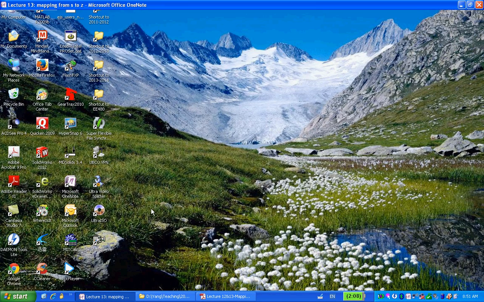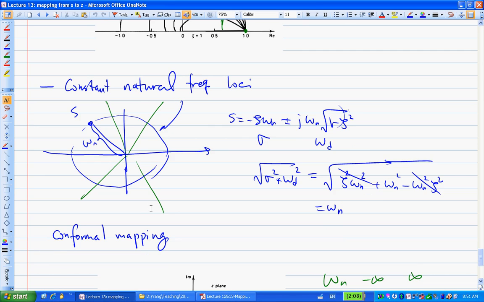Okay, so let's continue right here. Constant natural frequency. Basically, how do you get the constant natural frequency omega n? This is the pole of the second order system, sigma and omega d. If you take the square of this plus the square of this and take the square root, you get omega n. So basically, omega n is the radius of this circle here, right? If you get a constant natural frequency, you get a constant circle here, right?